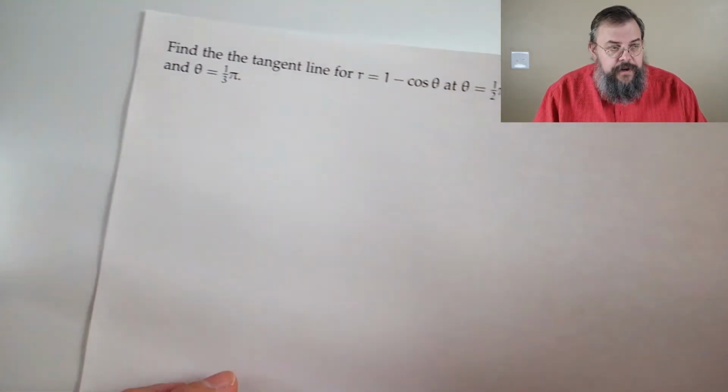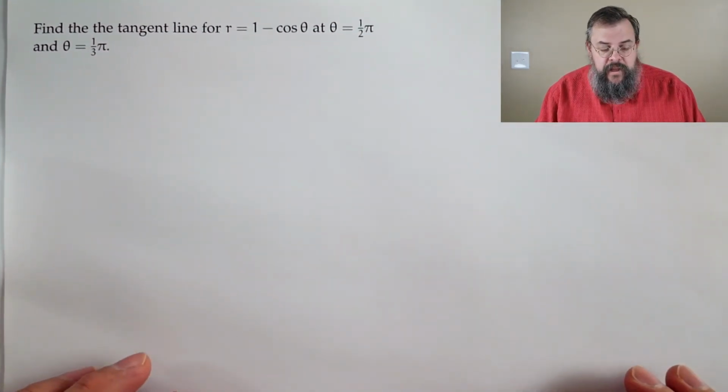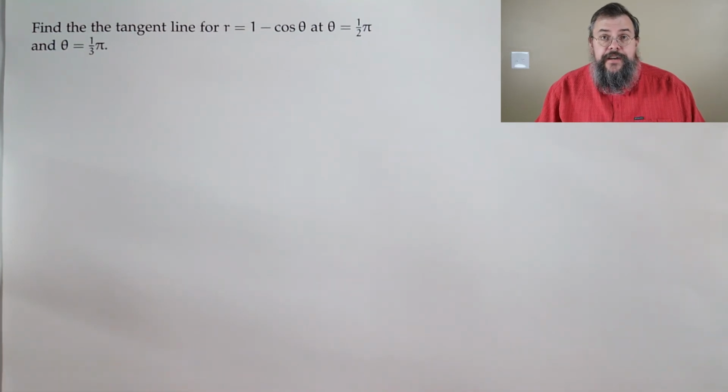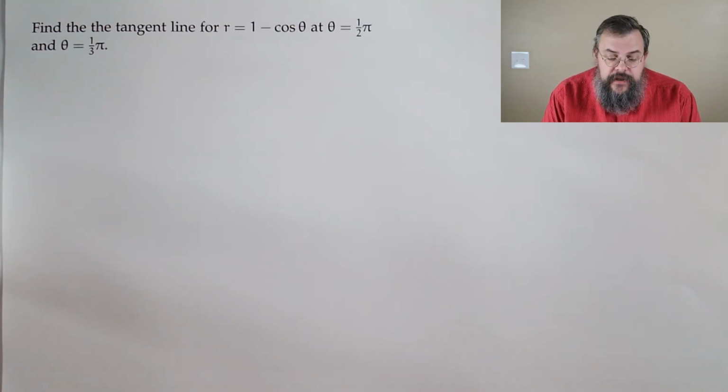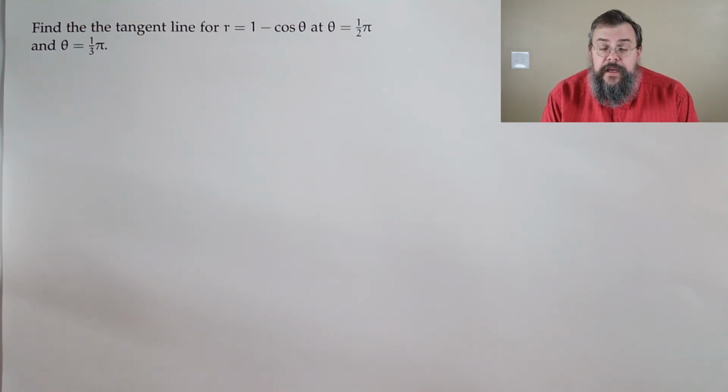let's try some other problems. We should do something about tangent lines, right? Because that was our other topic. Find the tangent line for r equals 1 minus cosine theta, at theta equals pi over 2, and theta equals pi over 3.